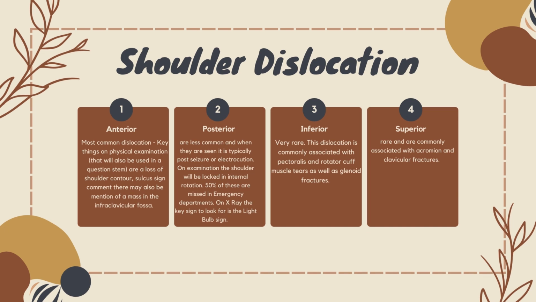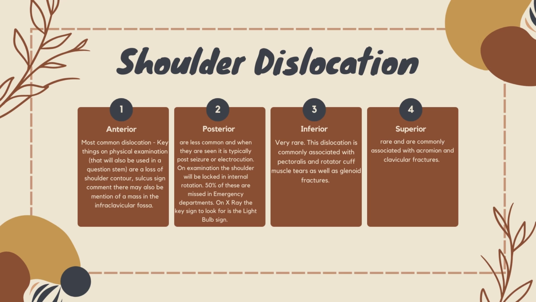Associated injuries with a posterior dislocation are a reversed Bankert lesion where the posterior glenoid labrum is avulsed off, and a reversed Hill-Sachs where the glenoid rim chondral impaction to the humeral head similarly locks the shoulder, requiring open reduction. The shoulder can also dislocate inferiorly, though this is very rare. This dislocation is commonly associated with pectoralis and rotator cuff muscle tears, as well as glenoid fractures. Superior shoulder dislocations are also rare, and are commonly associated with acromion and clavicular fractures.